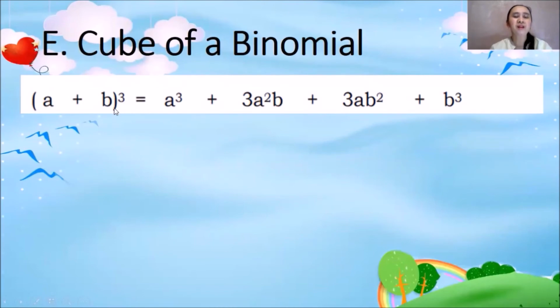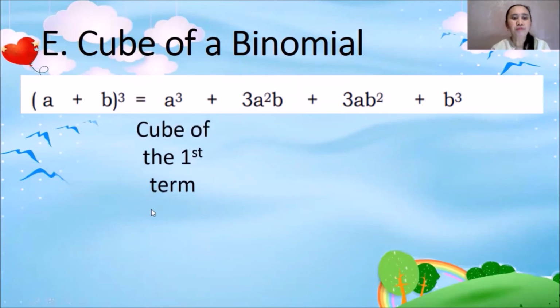We multiply it three times, meaning we multiply a plus b times a plus b times a plus b. We can multiply two first, and then the resulting trinomial we multiply by another a plus b using the distributive property. But the shortcut computation is this. Cube the first term. a times a times a is a cube.